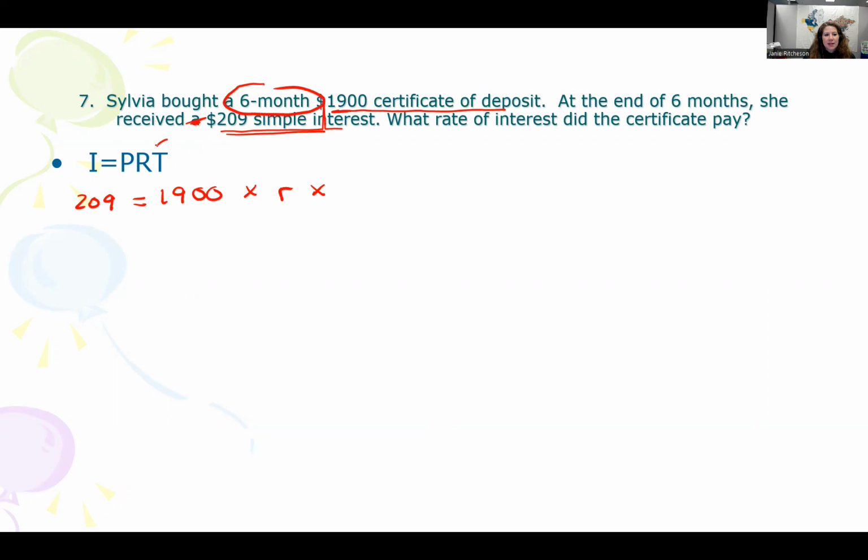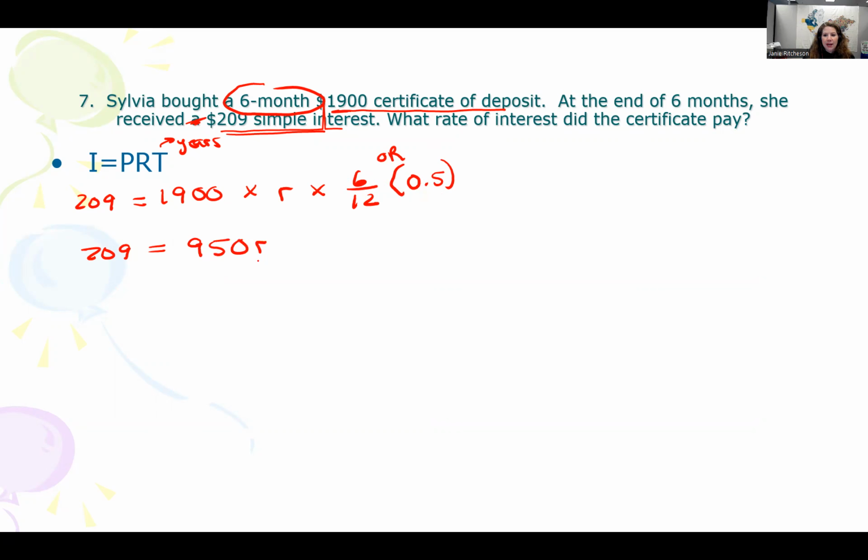Remember, this must be in years. So we could just put 6 over 12 if we want to. The denominator is always going to be 12 if you're comparing months to a year, or we know that this is 0.5. 6 months is half a year, okay? Not both, but one or the other, whichever you prefer. All right, so I'm going to multiply 1,900 times 0.5 times R. So I know 1,900 times R times 1/2 is 950 R.